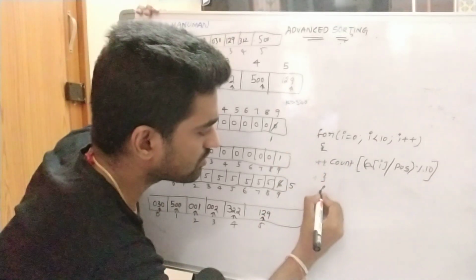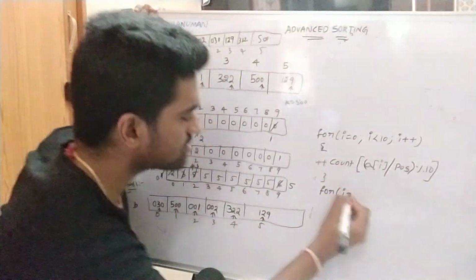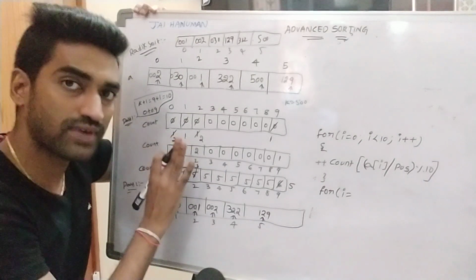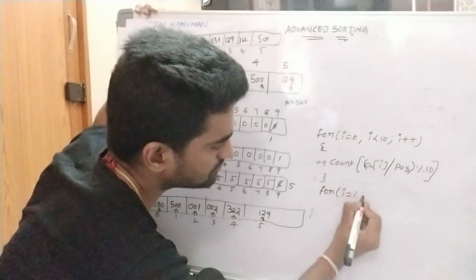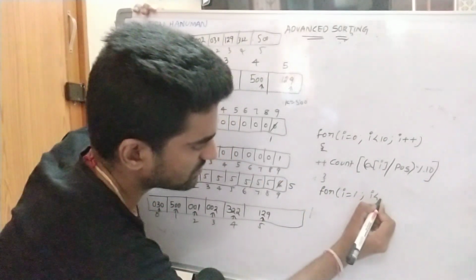Now update the total number of count arrays, which starts from 1 only, since the 0th value stays the same. So i is equal to 1.